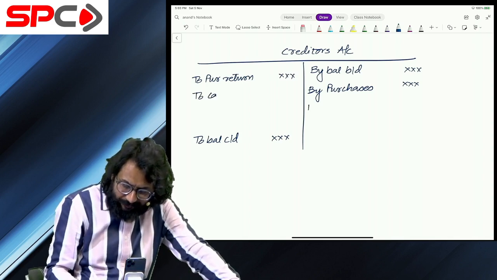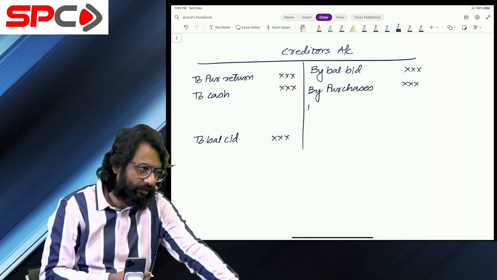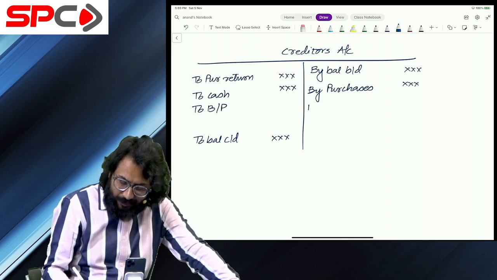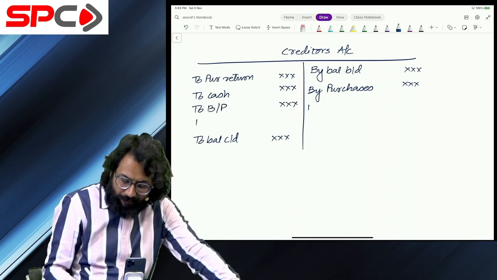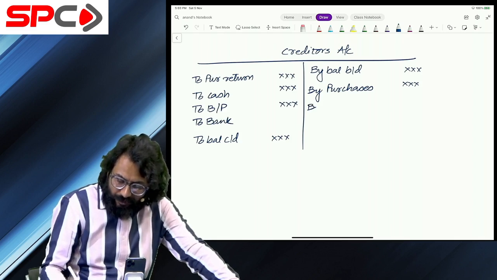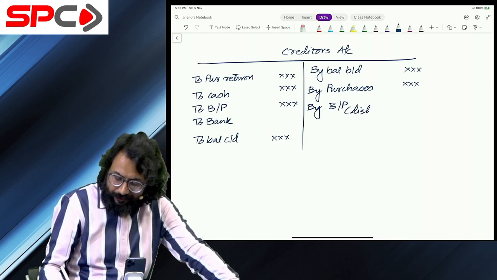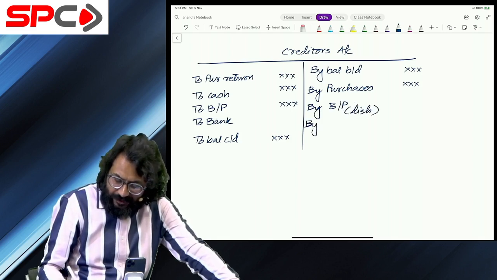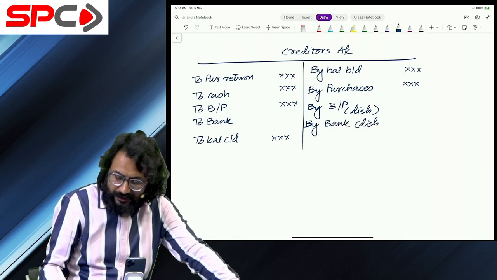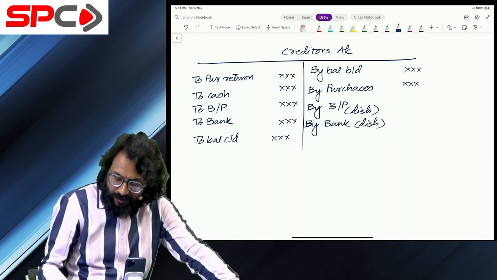To cash. When I have paid, so to cash. When I paid it by bills payable, I'll write down bills payable. Agreed? When I have paid by check, so I'll write down to bank. And when bills payable is dishonored, I'll write down by bills payable dishonored. Agreed? And when check is dishonored, so I'll write down by bank, and again I'll write down dishonored. Say yes.